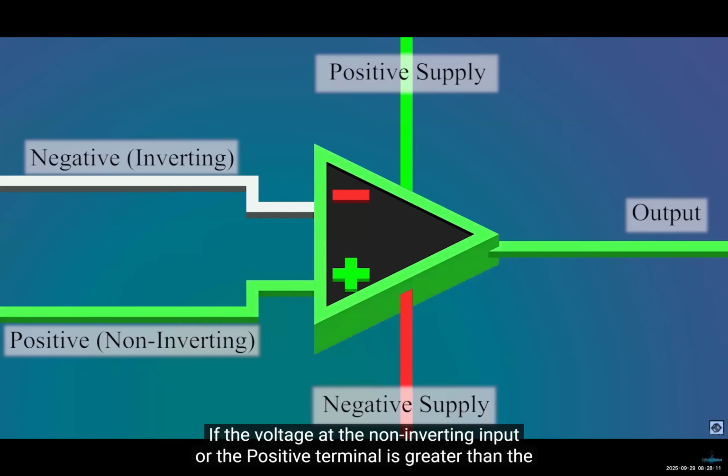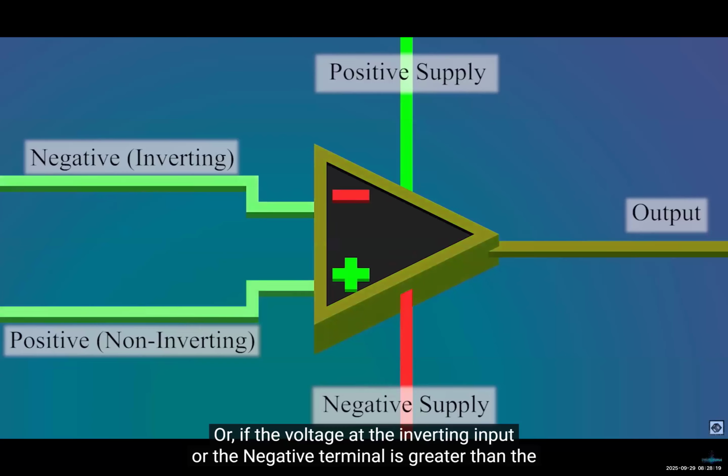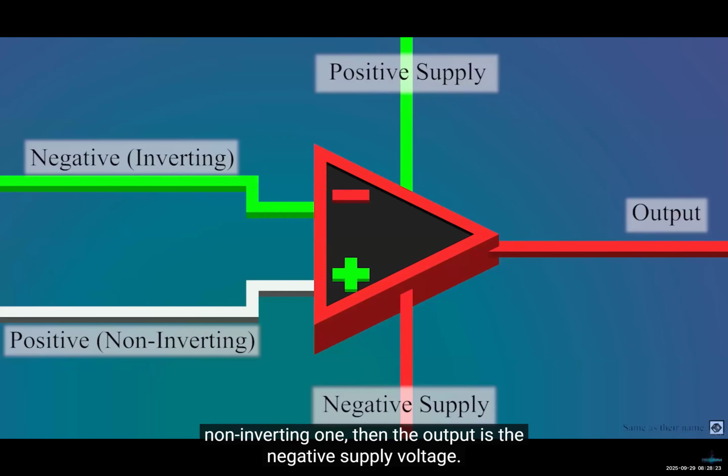If the voltage at the non-inverting input, or the positive terminal, is greater than the inverting one, then the output is the positive supply voltage. Or, if the voltage at the inverting input, or the negative terminal, is greater than the non-inverting one, then the output is the negative supply voltage.